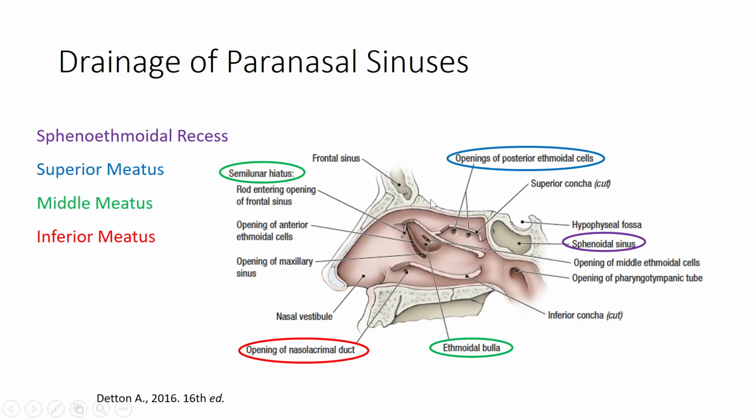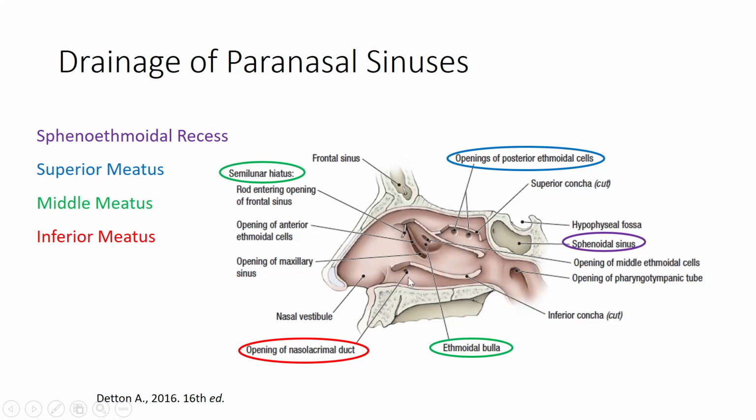So, as we said, all of these sinuses will drain into the nasal cavity. Now, how will they drain into the nasal cavity? We can see that the sphenoidal sinus will drain into this space here, and this is the sphenoethmoidal recess. Then into the superior meatus, we can see the openings of the posterior ethmoidal air cells.